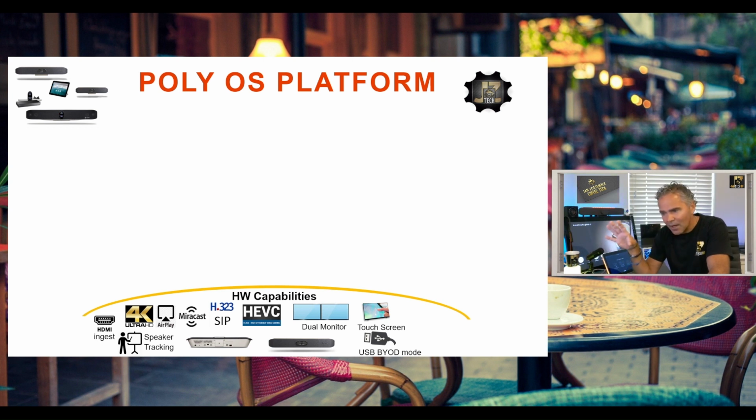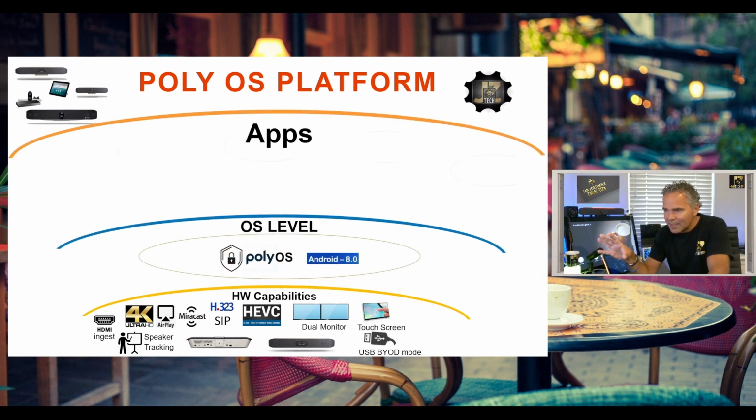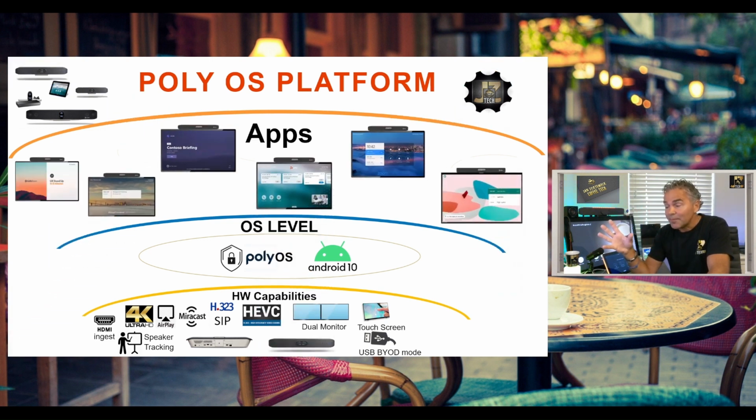Now, we have the hardware layer here. The next layer is the PolyOS layer. That is the Android operating system. We're keeping that up to date with the latest and greatest security features and making sure that it is compliant with the different applications. That one is now at Android 10 level, so you are secured for the next couple of years and have the latest security fixes, etc.